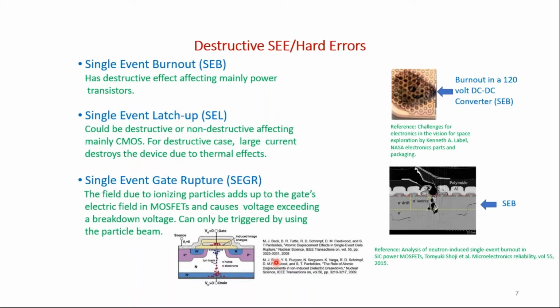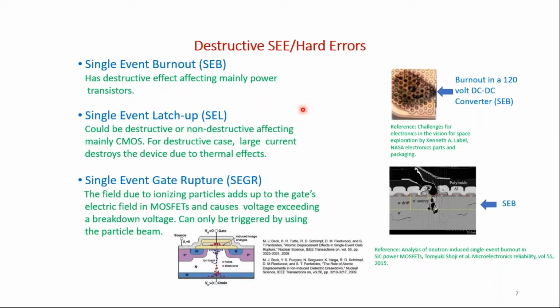And for the destructive, we have the single event burnout. You can see here the 120 volt DC to DC converter has been damaged here. So it's just not functional anymore. It's destroyed completely when there is a large energy strike of charged particles. It happens in that case. You can also have a latch up in case the current is too large. It could potentially damage the part. So even doing a power recycle would not solve the problem. We have tested this in our lab, and I'll show you in future slides when I get to the case studies. So that's a destructive latch up.